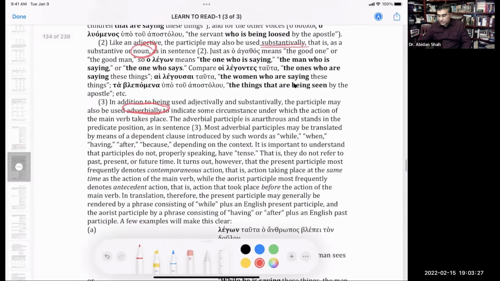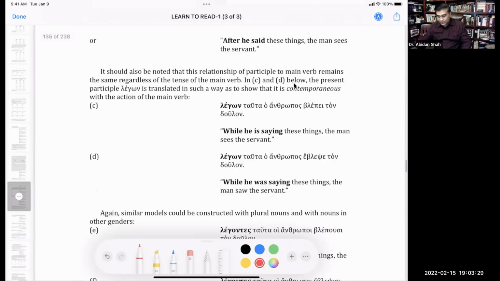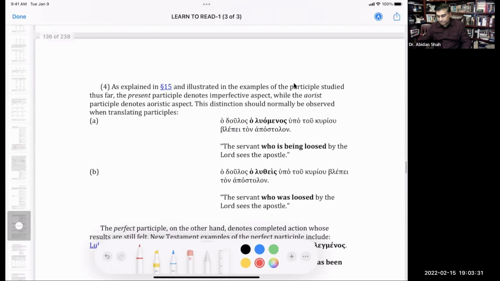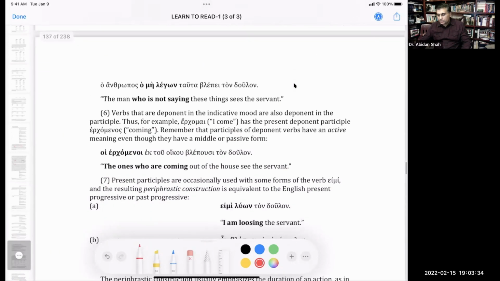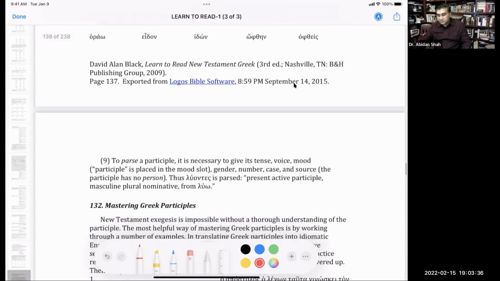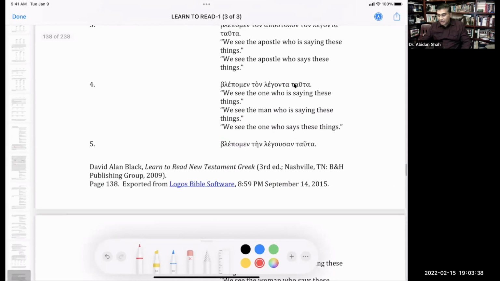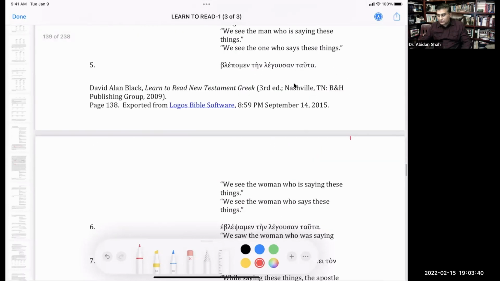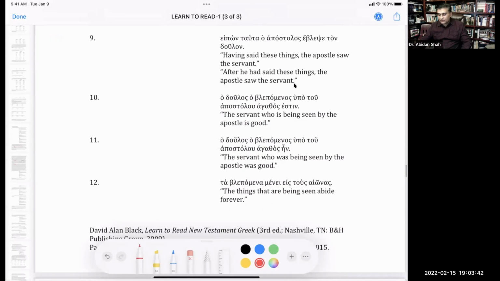So the third use is adverbially, and some examples are given here by Dr. Black. Make sure you read through these examples. Lots here. I'll admit it's a lot. It's part of what you have to do.